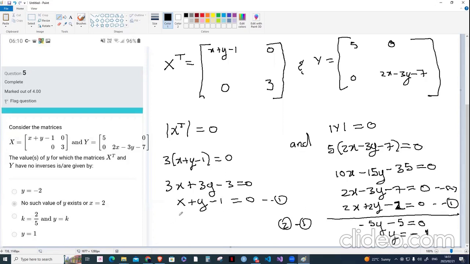And then to find x, I'm just going to use this one, x minus y minus 1, it is equal to 0. It means my x is equal to 2. So I have x is equal to 2, and then y is minus 1 for this to have no inverses. Okay, let's check the correct one.